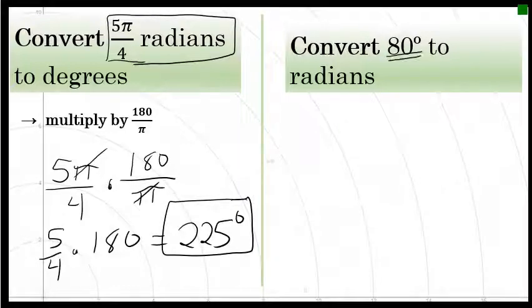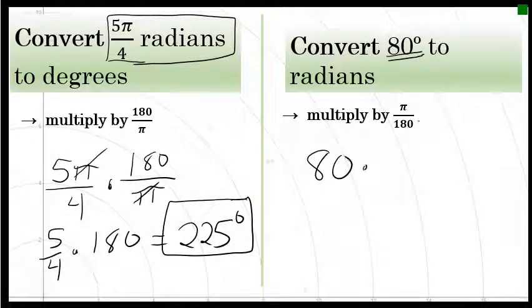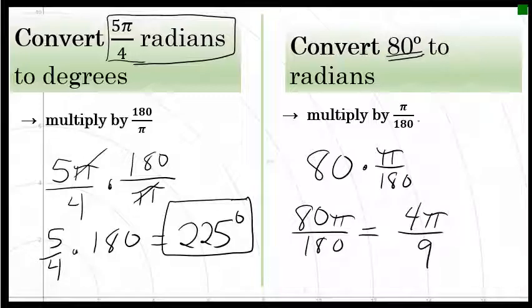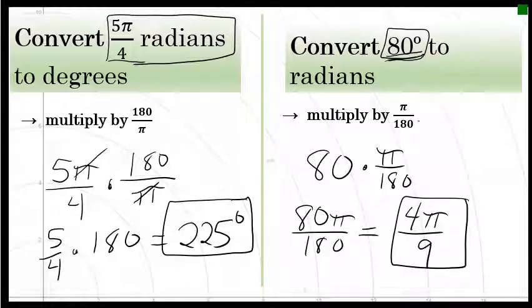Finally, let's convert 80 degrees to radians. Again, recall that to convert degrees to radians, you multiply by pi over 180. So I'll take 80 degrees, multiply it by pi over 180, and again realize that I'm essentially putting the fraction 80 over 180 in lowest terms. 80 over 180 reduces to 4/9, so 80 pi over 180 is equivalent to 4 pi over 9. An angle that measures 80 in degrees measures 4 pi over 9 in radians.